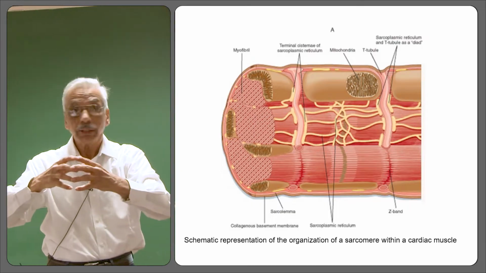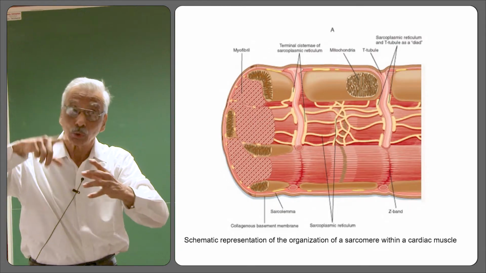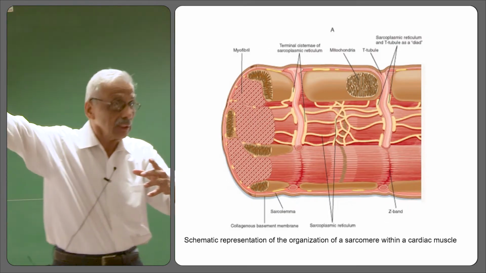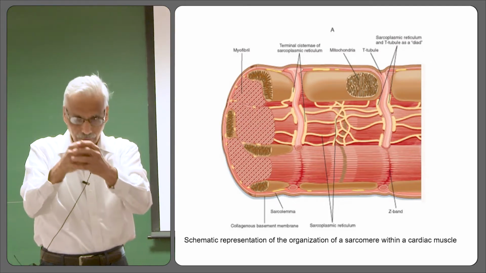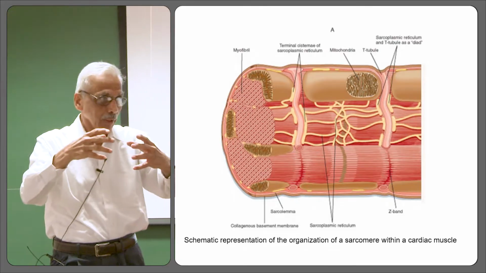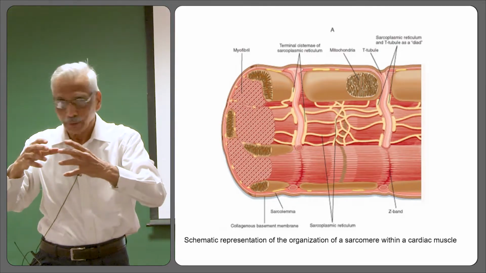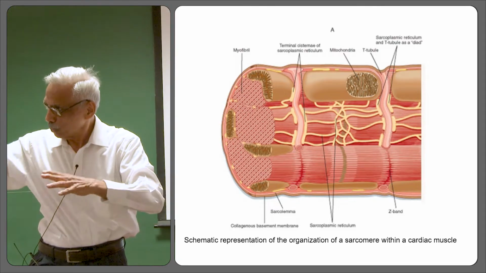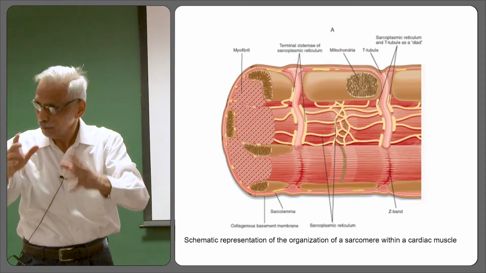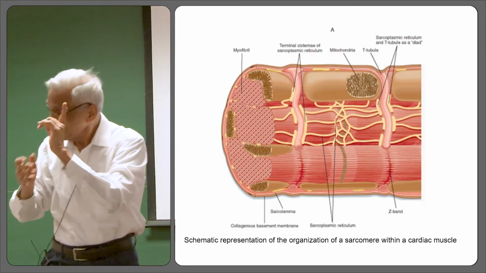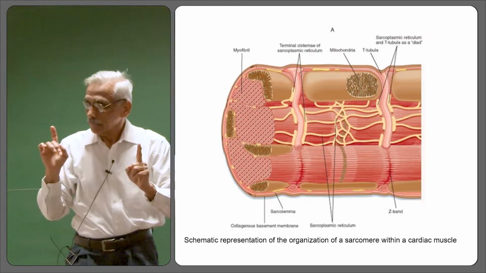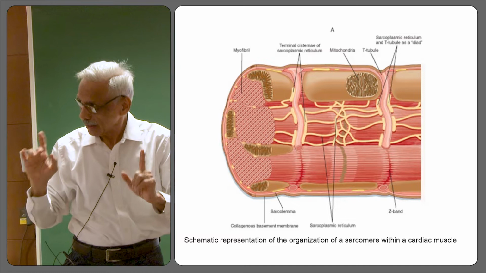Bigger with reference to what? With reference to the t-tubules which you will encounter in the skeletal muscle. These are almost 5 times larger in diameter, and 5 times larger in diameter means the total volume will be about 25 times more. So these t-tubules are much larger as compared to those that we encounter in the skeletal muscle, number one.